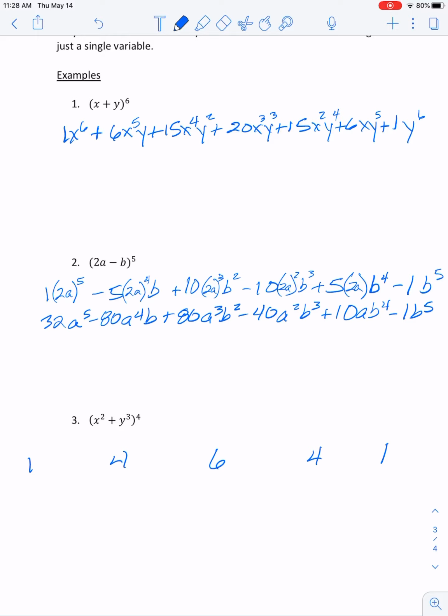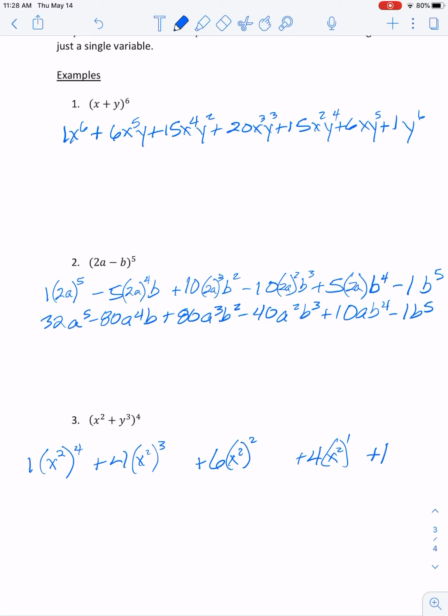We're going to start by taking x squared, and we have to raise that to the fourth power. In this second term, we're going to do x squared to the third. And this term, we're going to do x squared to the second. Do x squared to the first. And then obviously no x squared in the last term.